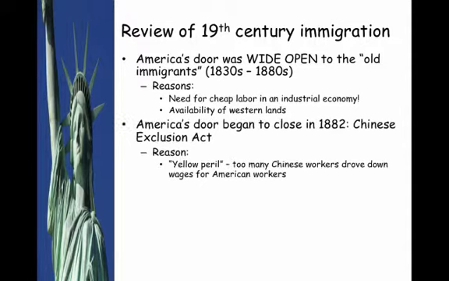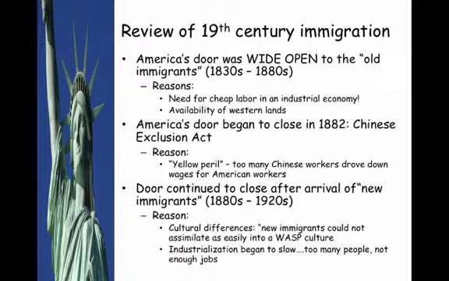However, America's door begins to close in 1882 when the first ever law is passed to restrict immigration. It's the Chinese Exclusion Act. The reason we passed this law, what was called yellow peril. There was a fear that there were too many Chinese workers, and because there were too many of them, that drove down wages for American workers. Too much supply, not enough demand.